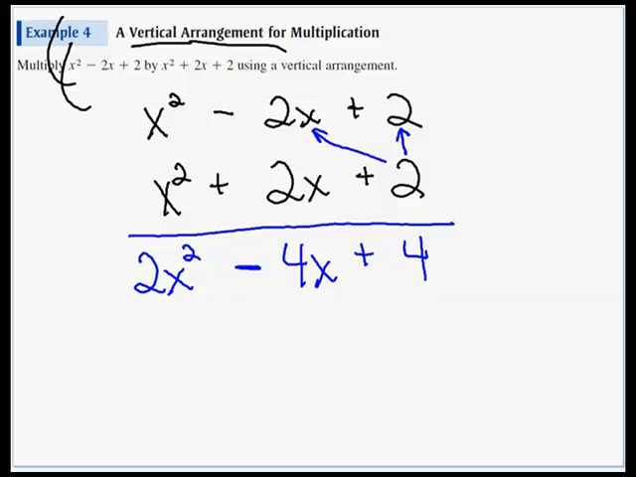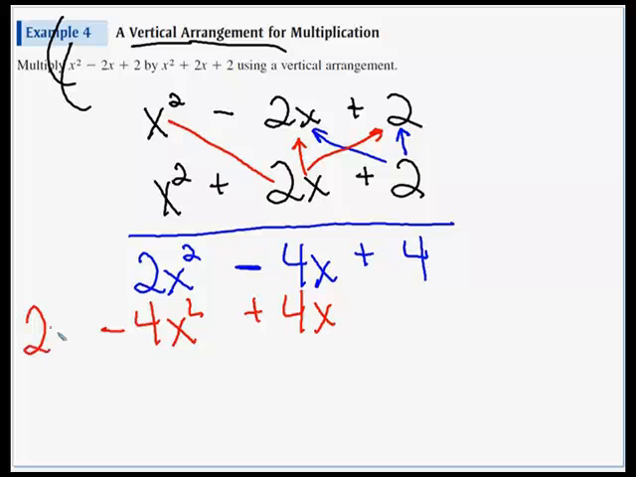And now I'm going to switch over to a different color. Now we're working on the middle term, 2x. 2x times 2 is 4x, and that's a plus 4x. 2x times the 2x above it with the minus sign, that's going to be a minus 4x squared, and that will go in the column with the other x squared terms. And then here we have 2x times x squared, that's 2x to the third. We're going to put that over there.